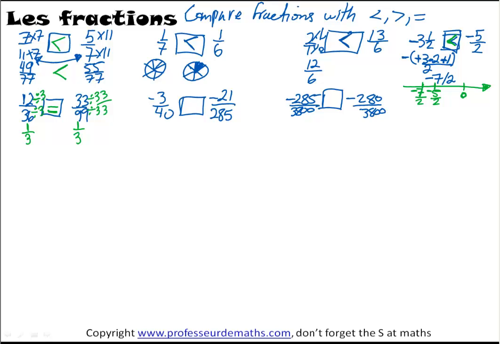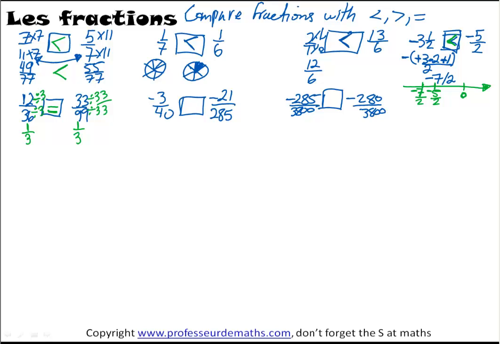Now we have another example here. Minus 3 over 40. Is it greater, equal, or less than minus 21 over 285? So here we have quite a problem. We have two big denominators, especially the 285. So if we create a common denominator, it's going to be huge.